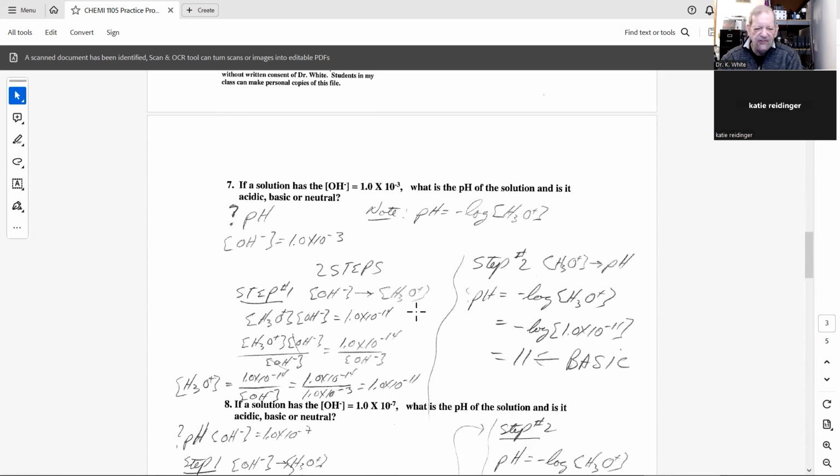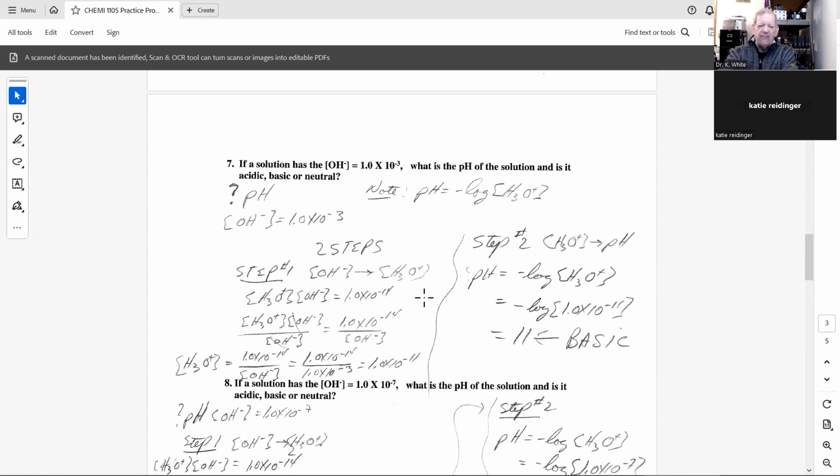All right, let's look at another problem, but a little more complex. If a solution has hydroxide ion concentration, let me get it right, hydroxide ion concentration 1.0 times 10 to the minus 3, what is the pH of the solution? And is it acidic, basic, or neutral? Well, I have the pH, that's what I'm trying to find. I'm given the OH minus concentration. Remember, when it's in brackets, that means concentration, 1.0 times 10 to the minus 3.